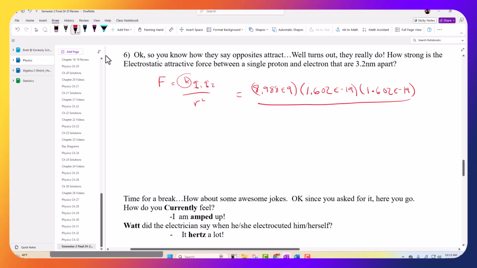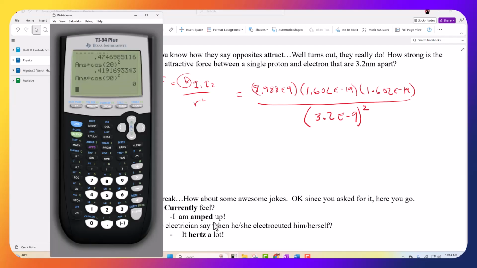That's all divided by the radius squared. The radius is the distance between them, which is 3.2. Nano is E negative what? 9. It looks like the word nine if you write it out. Nano and nine are very similar. It's usually a pretty easy one to keep track of. So this would be E negative 9, and that's squared. Plug this in the calculator and get my answer. If I wanted to trip you up or make this a little bit messier, I could ask how far apart the proton and electron should be so that their force of attraction is a certain number. You'd have to algebraically do a little work to solve it. But otherwise, it's just going to go straight in the calculator.